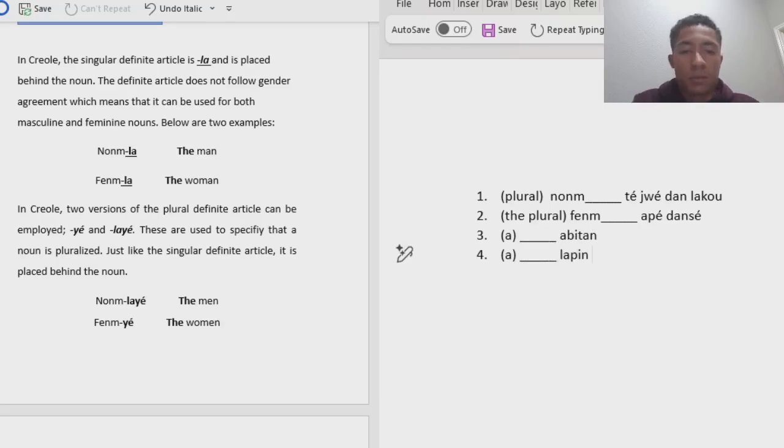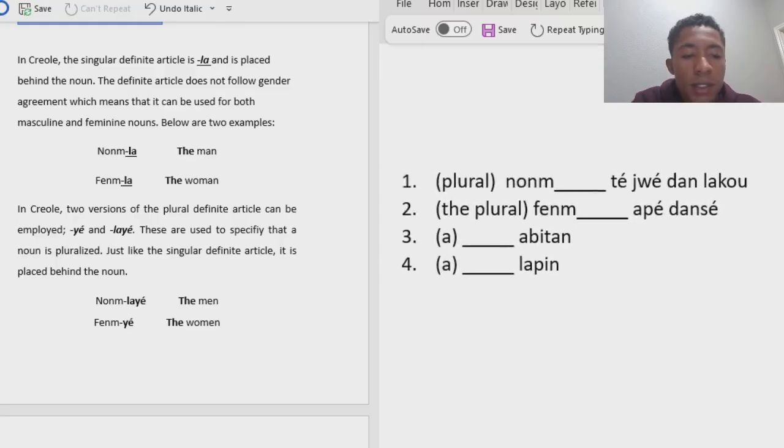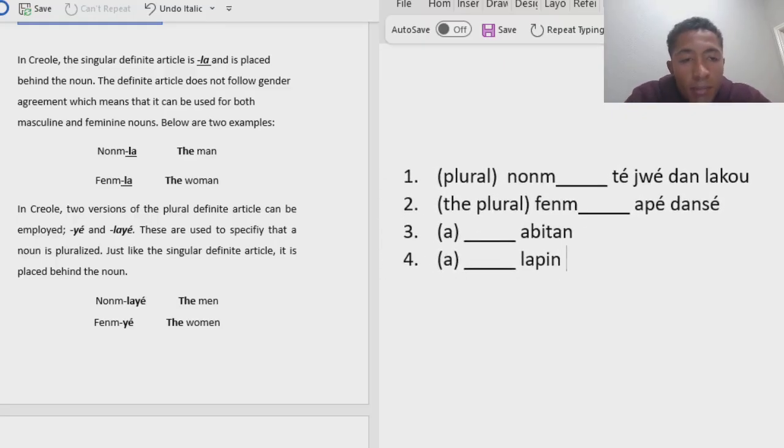All right. Let's get into this. So for number one, nom blank t'es joué dans la cour. And you can put an R here actually. Nom blank t'es joué dans la cour. Played in the yard. Blank played in the yard. Now remember, this is the plural. Now this isn't the plural. What is the plural?